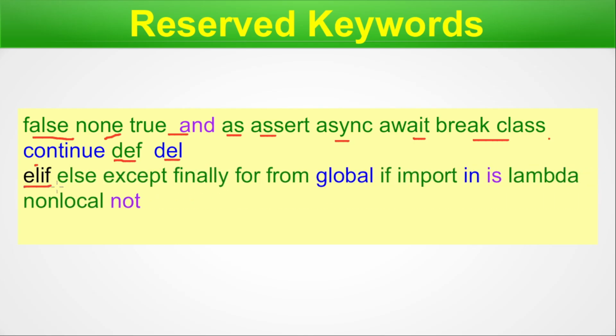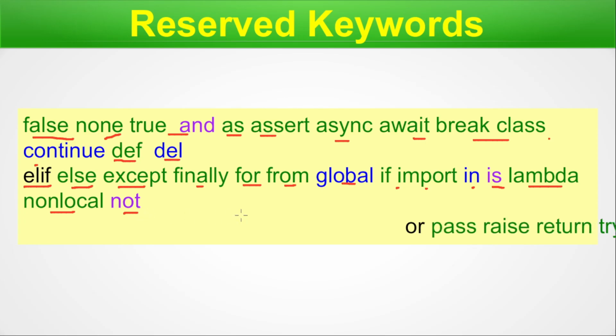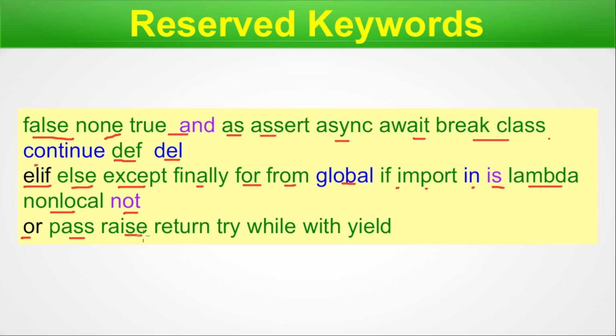And here it is elif, else, except, finally, for, from, global, if, import, in, is, lambda, nonlocal, not. All these are reserved keywords. And we complete the list here: or, pass, raise, return, try, while, with, yield. So all these are reserved in Python, and their purposes are there. You can get their purpose and operating instructions from the Python manual that is available on the Python site, or the Python documentation. Rather, it is called documentation, not a manual. So you can use the documentation to understand all these keywords and their usage and restrictions.